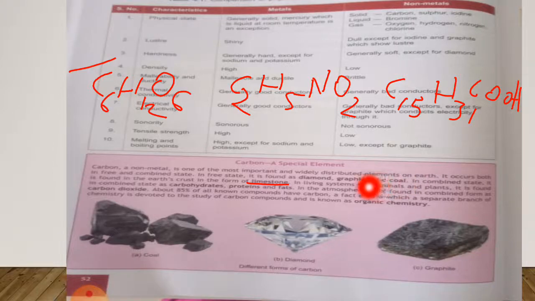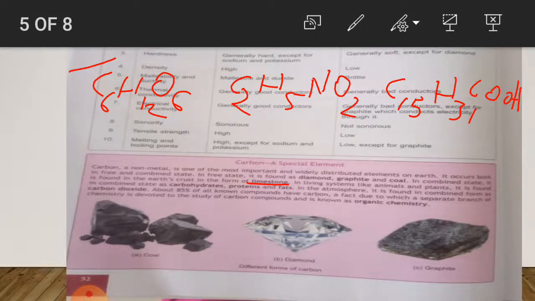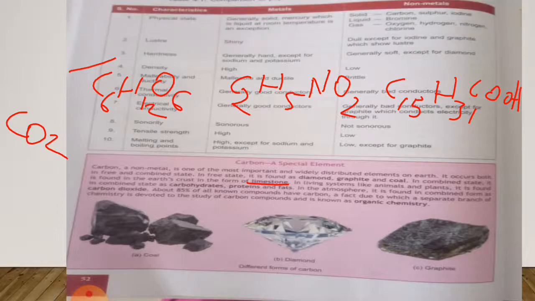Now come to the paragraph. In the atmosphere, carbon is found in combined form as carbon dioxide. Look at the chemical formula of carbon dioxide. We all know CO2. We can see that carbon is combined with oxygen in carbon dioxide.